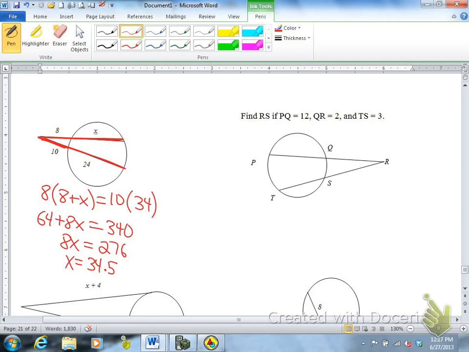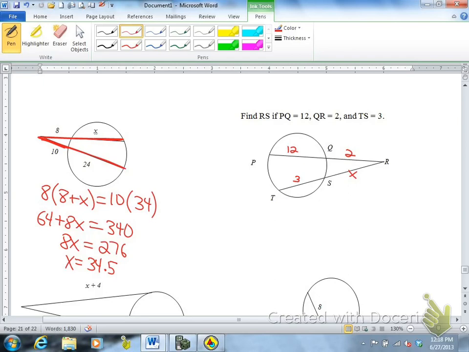So we have find RS. RS, I'm going to assign a variable, let's say x. And PQ is length of 12. QR, the length of 2. And TS is the length of 3. Not drawn to scale, obviously.